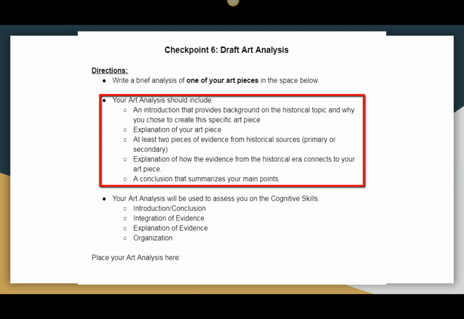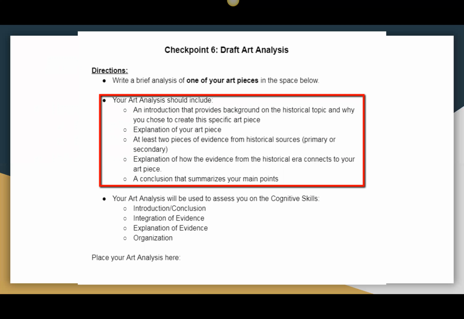So of those five art pieces that you made, you're to pick one of those that you're going to work on. What you're going to do is, after you pick one of your art pieces, your favorite one, you're going to do an art analysis, and that should include everything in this box. It should include an introduction that provides background on the topic and why you chose to create this specific art piece. You want to have an explanation of your art piece.